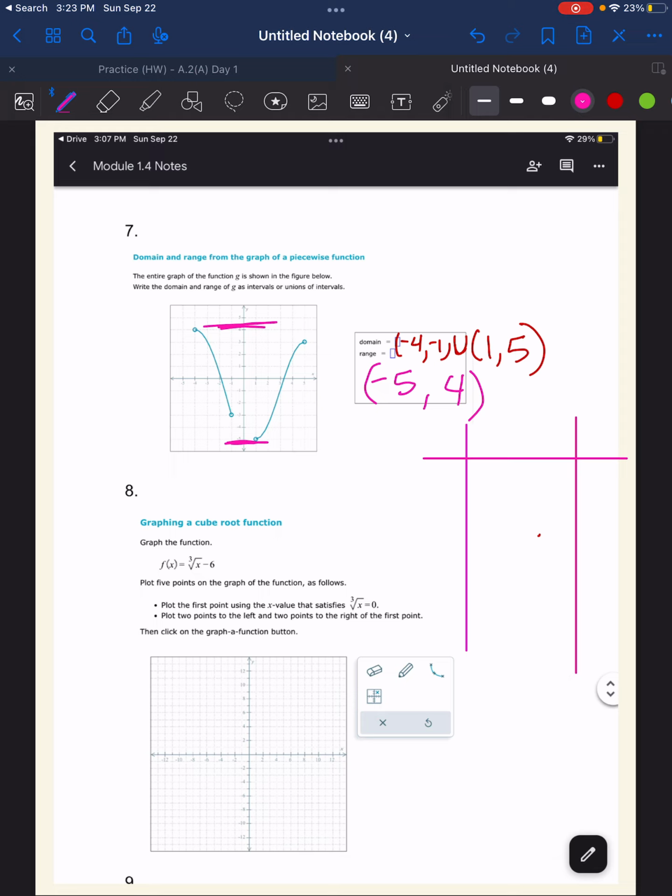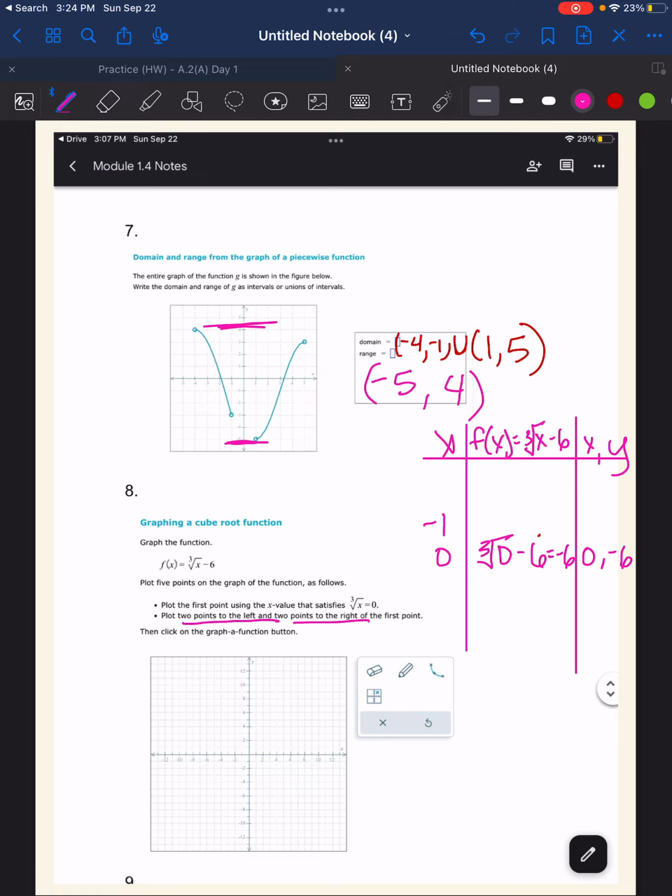So cube root of x equals 0. So this is telling us to plot the first point. So our first point is 0. And I put it in the middle because I noticed it says plot 2 points to the left and 2 points to the right. All right, so the function is f of x equals cube root of x minus 6. These are going to be your x's and your y's. So if I do cube root of 0 minus 6, that's going to give me negative 6.